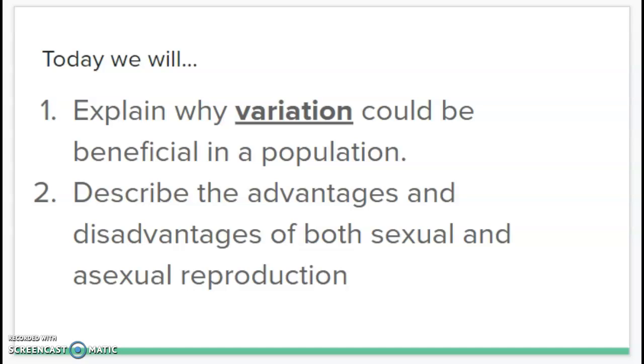Today we'll explain why variation could be beneficial in a population and describe the advantages and disadvantages of both sexual and asexual reproduction. Now, if you did your assignment from yesterday, which you may or may not have done at this point, you probably read about some interesting reproduction methods of some of those organisms.